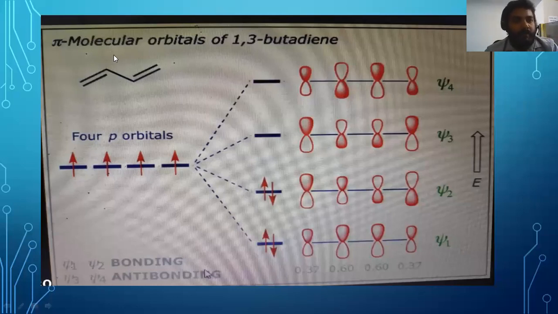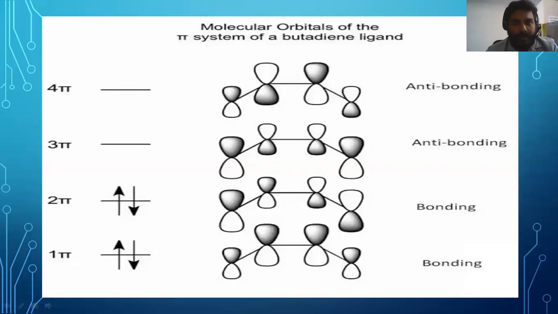Right. Molecular orbitals of 1,3 butadiene, like 4 p orbitals, like this. This is psi 1, psi 2, psi 3 energy levels. This is one type of diagram. You can draw like this also: bonding, anti-bonding. These are HOMO, these are LUMO. Highest occupied electrons here, lowest unoccupied electrons here. It's important, right?